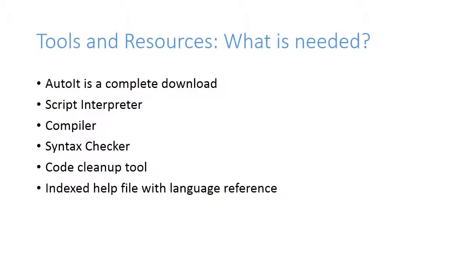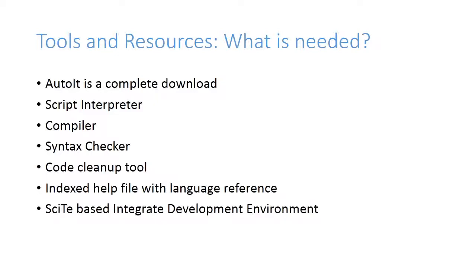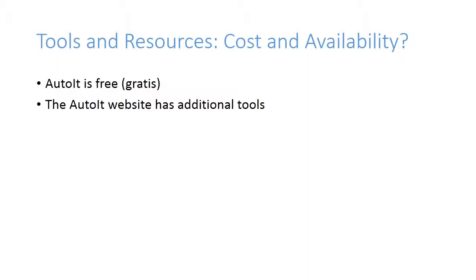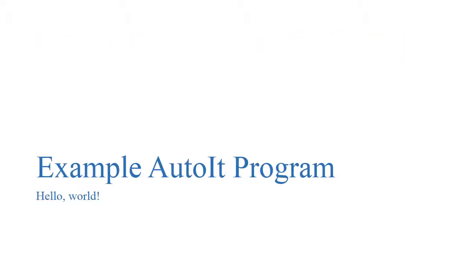A code cleanup tool that will actually do all the nice and pretty formatting so that you don't have to do it yourself. An indexed help file that actually contains a complete language reference, and a full-blown editor that comprises its integrated development environment so that you can do all of your syntax checking, code tidy work, and debugging all from the same program. How much does it cost? AutoIt is 100% free of charge. The website itself has even more tools that are not available in the default package. The forums are an excellent resource, and I can highly recommend them.